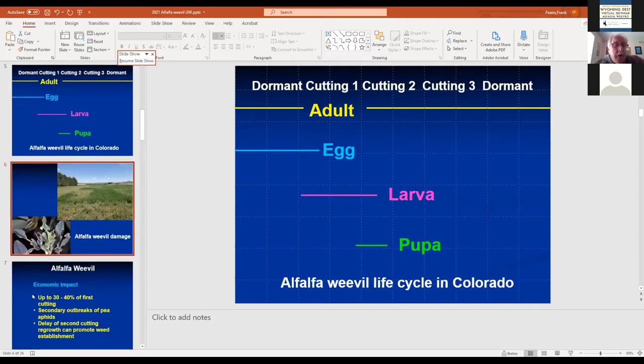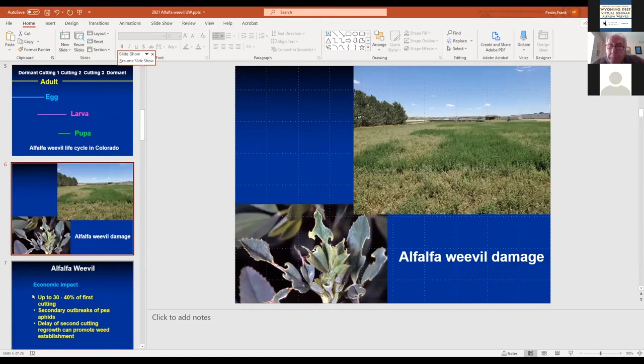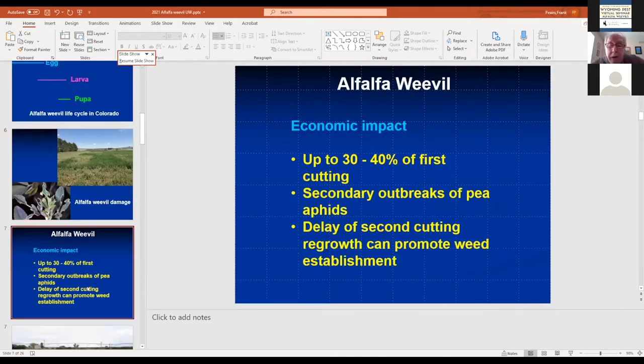In terms of damage, this is fairly severe damage in the upper right picture in this slide. The appearance of that damage is the result of the weevil larvae feeding on the terminals of the plants. This photo was taken from our 2020 insecticide efficacy studies at our research farm north of Fort Collins. And this is about as bad as it gets for alfalfa weevil, which brings me to economic impact.